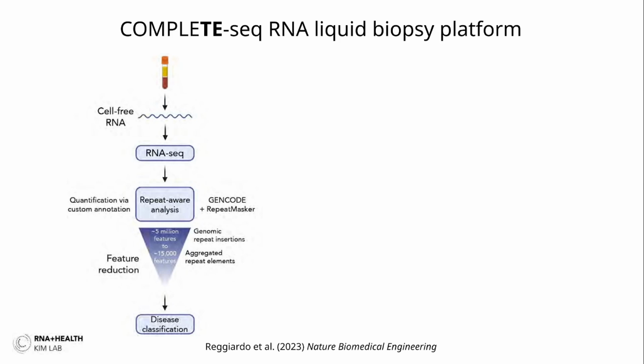And so this is a platform where we can take a tube of blood, isolate the liquid fraction of the blood, the plasma, and then isolate cell-free RNA. Again, this is the RNA that's being released from cancer cells and also other cells in the body, and it's typically packaged in extracellular vesicles, so it's protected from degradation. And we can perform RNA sequencing, whether it's long-read RNA sequencing using the Nanopore platform or different short-read platforms as well, where we can then do this repeat-aware analysis.